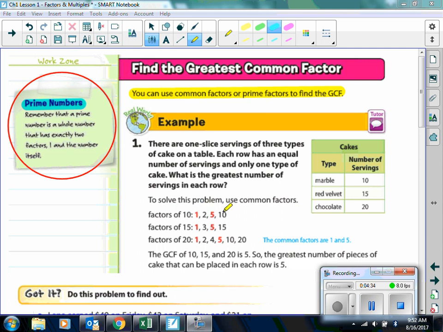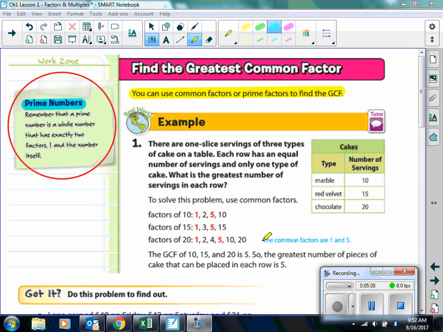So for 10, it's 1 and 10, 2 and 5. Then for 15, we have 1 and 15, and 3 and 5. For 20, it's 1 times 20, 2 times 10, and 4 times 5. Okay, remember the finger thing. You don't have anything else in between. Then it says the GCF of 10, 15, and 20 is 5 because they have 1 and 5 in common, and 5 is the greatest.